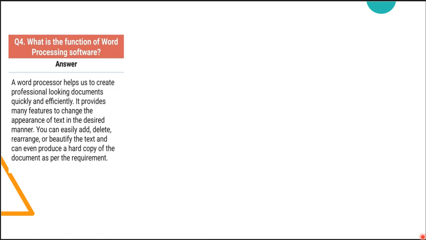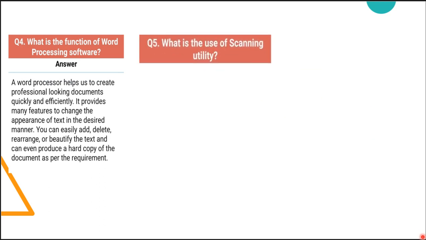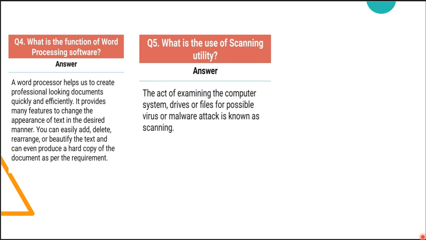Next we have fourth question. What is the function of word processing software? We already discussed in our classes the functions of word processing software. Next, what is the use of scanning utility? We discussed it, right, in antivirus utility. So the act of examining the computer.